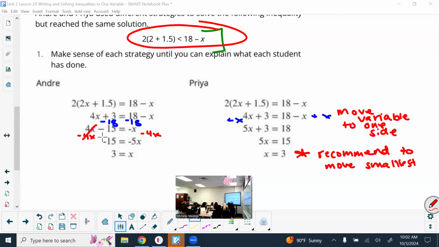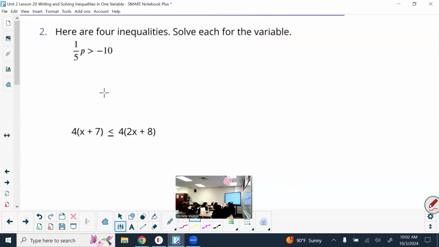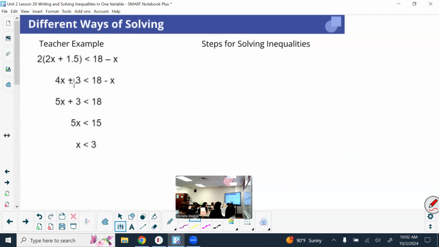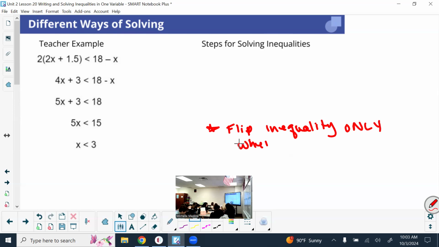So on your paper, good discussion, you have a problem similar to what Priya's looks like, except it's the actual inequality. Notice that in Priya's steps, at no point did she do one of the things that makes you flip the inequality sign. Table 8, can you tell me when I have to flip the inequality sign? Good. So you might already have it on your notes from yesterday, but if not, you flip the inequality sign only when multiplying or dividing a negative on both sides.